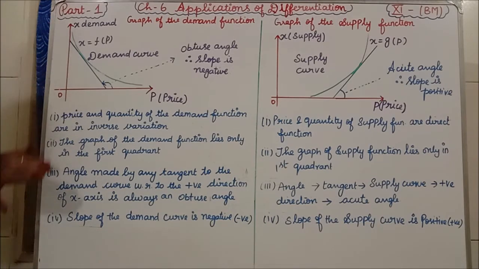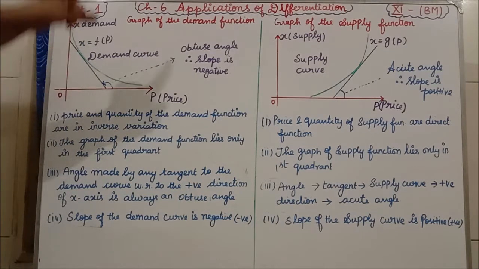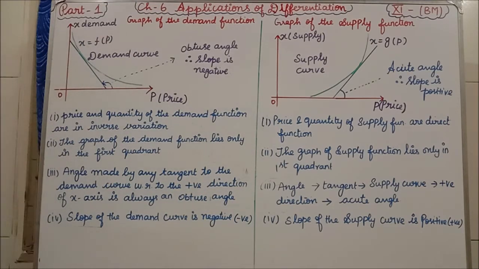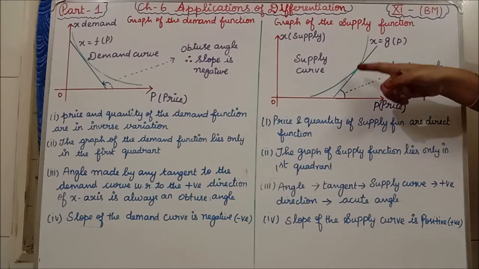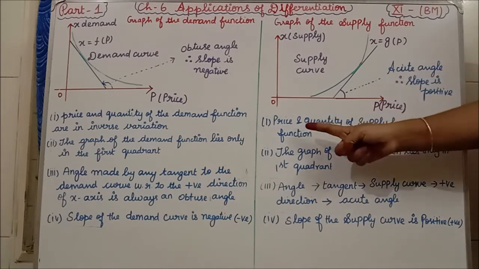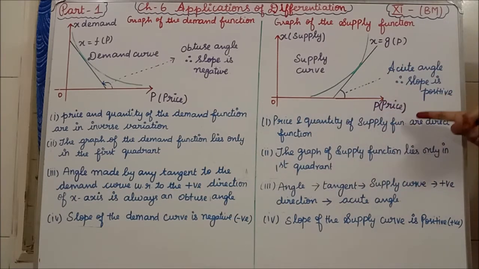The same way we have seen the demand curve, we are now going to see the supply curve. Clear? Now you see the supply curve. Here x is the supply and y is the price. Okay. Now if you see the supply curve, first see the first point. Price and quantity of supply are a direct function.